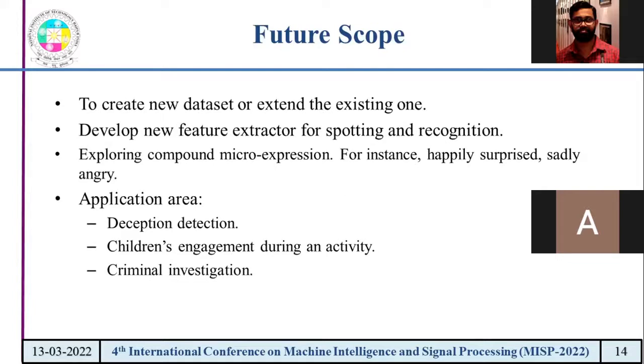So first is again to create a new dataset or extend the existing one. Second is to develop a new feature extractor for spotting and recognition. Now some researchers are also exploring compound micro expressions, that is, happily surprised or sadly angry, so they occur on the face together. And some application areas for micro expression analysis are deception detection, criminal investigation, or children's engagement during an online class or any activity.